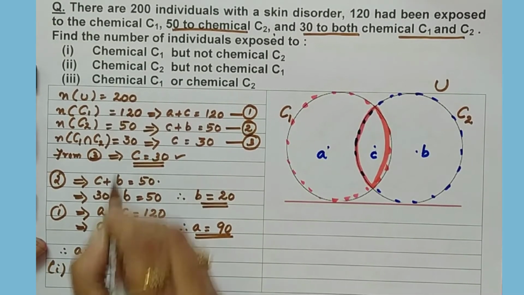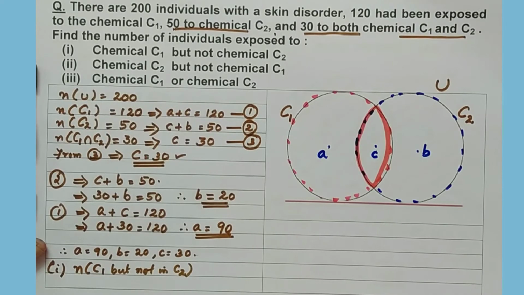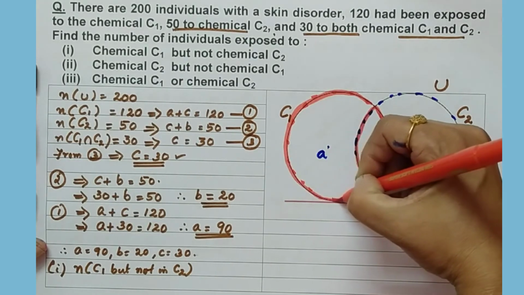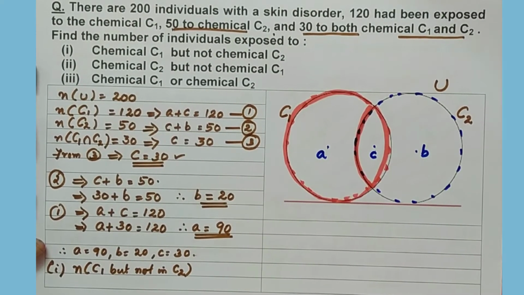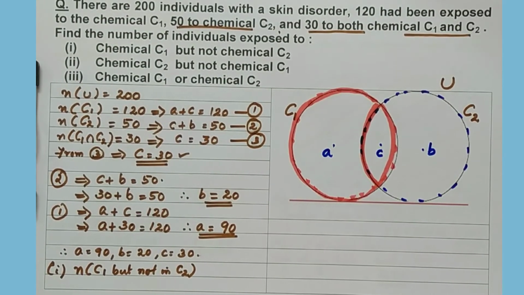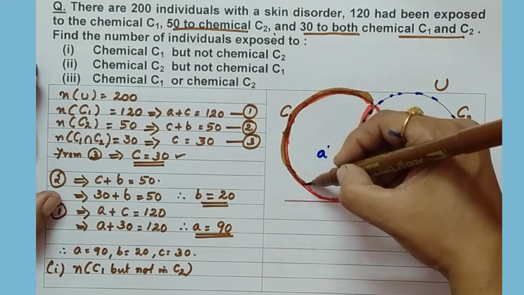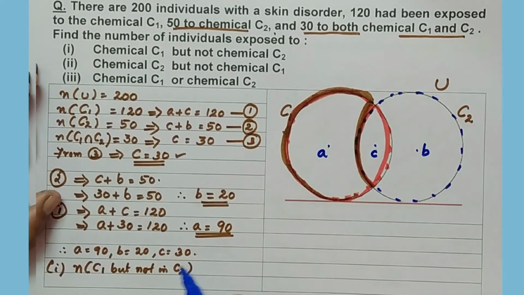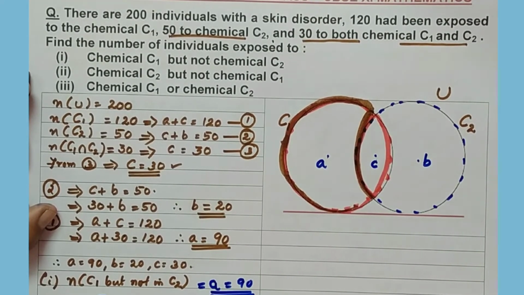Come with first question. Number of elements in chemical C1 but not in chemical C2. Number of elements in C1 alone, this much, C1 alone. Number of elements in C1 alone but not in C2 means that this much portion only. Once again I will shade it. Number of elements in C1 but not C2 means that this much area. So you need to consider this much area only. Within this area, the only element is A. So what is the value of A? A equals 90. So the answer of the first question is 90.